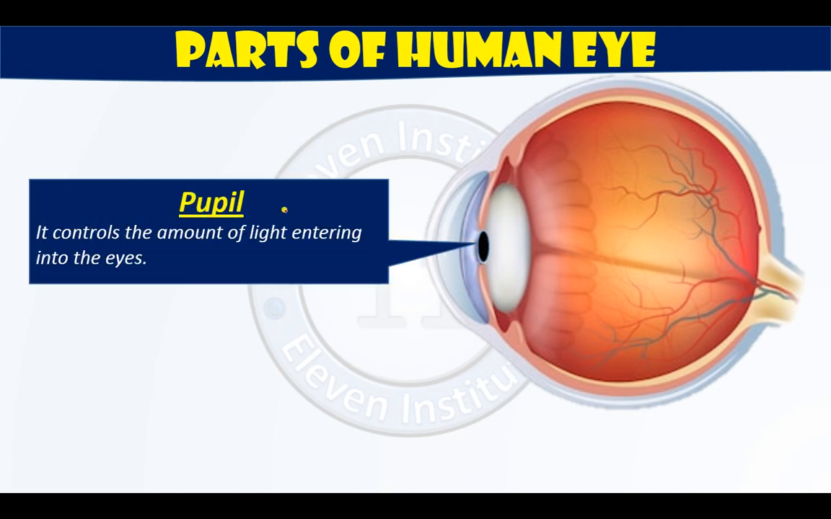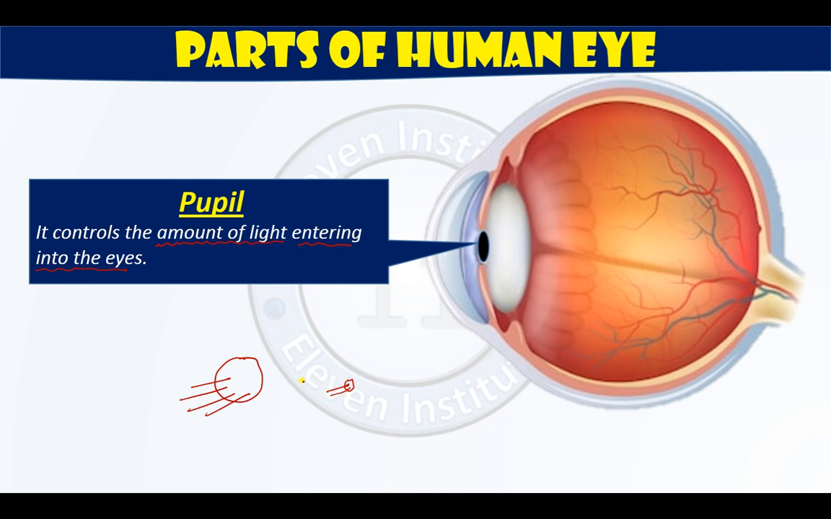Right, pupil. And what is the function of pupil? It controls the amount of light that is entering into the eyes. If the size of the pupil is more, more amount of light can enter. If the size of the pupil is less, less amount of light can enter.